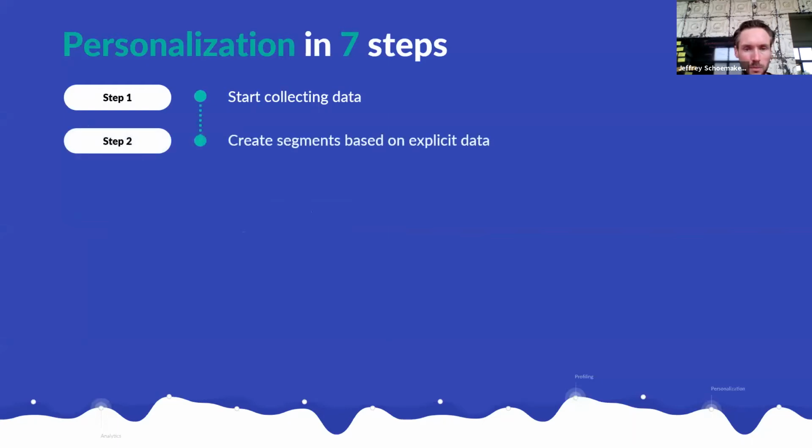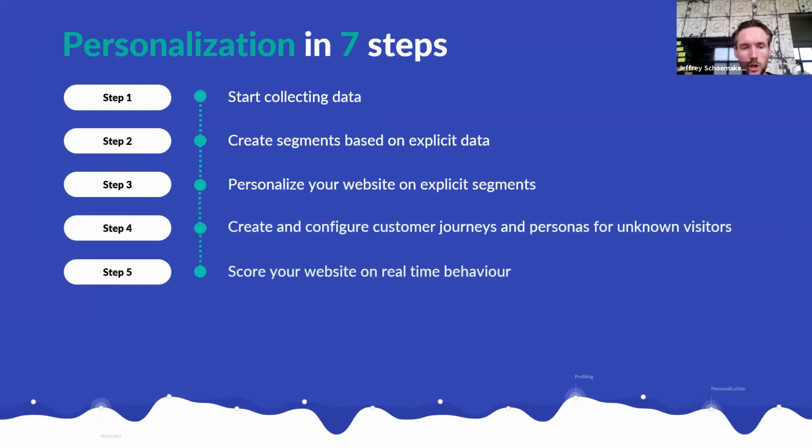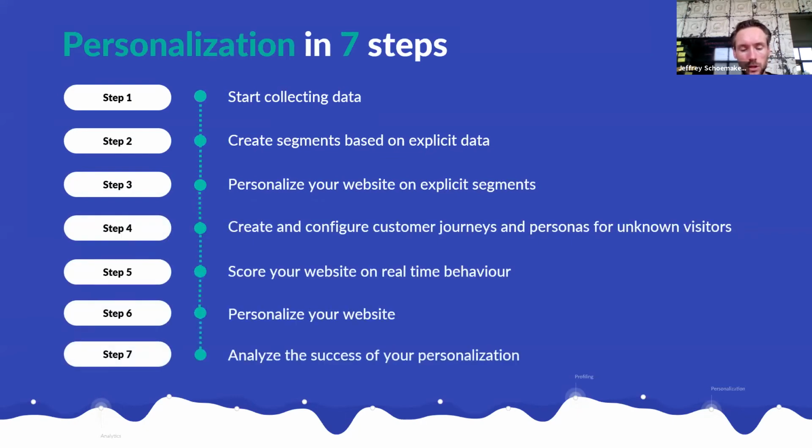I'm looking at the time, and I think it's way cooler to do this in a demo. But I will talk you really fast through it. You should start collecting data, and we're going to create segments in a bit based on explicit data. And for these segments, we're going to personalize your website experience within the uMarketingSuite. If you don't have really explicit segments, you can do it based on the customer journey and personas. And that's really useful for unknown visitors.